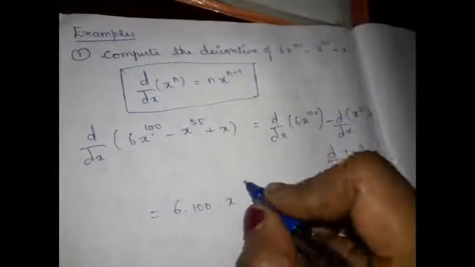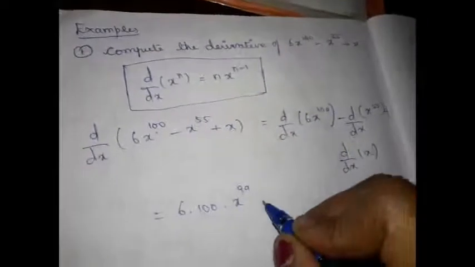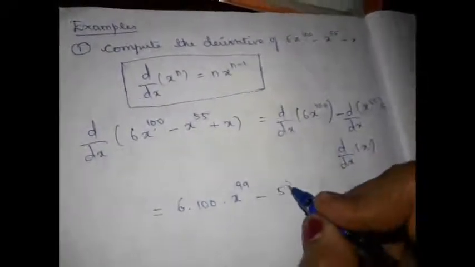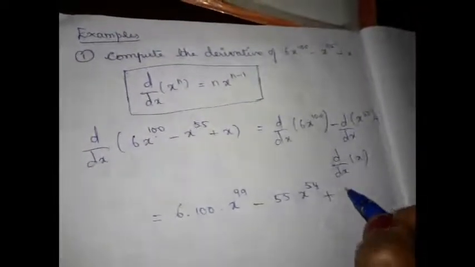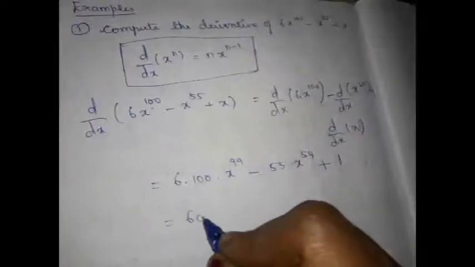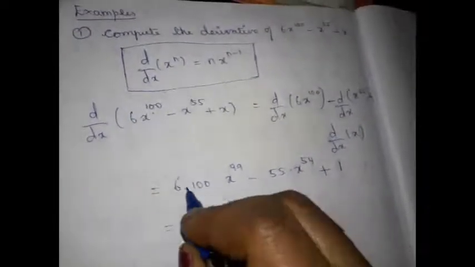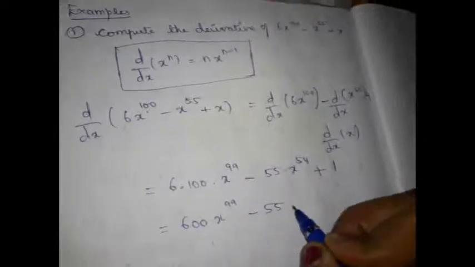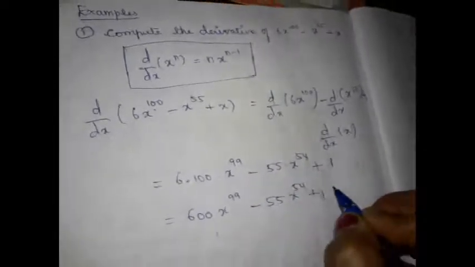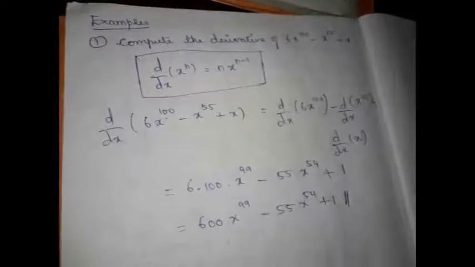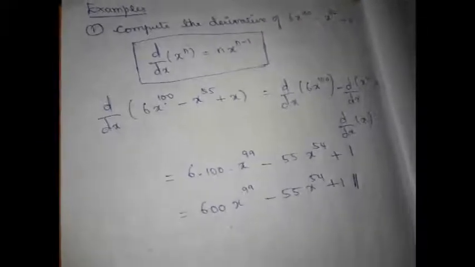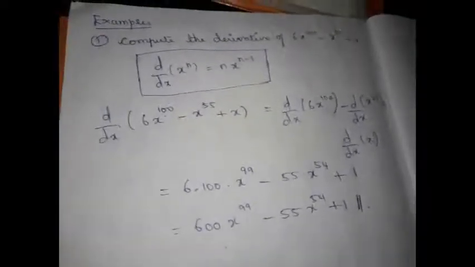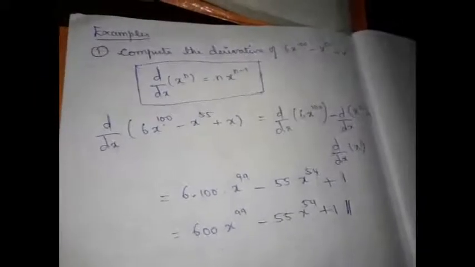100 into x power 100 minus 1, which is 99, minus similarly 55 into x power 54, plus, I told you d by dx of x is 1. So the derivative of the given function is 600 x power 6 into 100 minus 55x power 54 plus 1. Hope you understood. Similarly, wherever the question is given, you have to apply the results and the theorems which we have learnt. Now let us see another example.